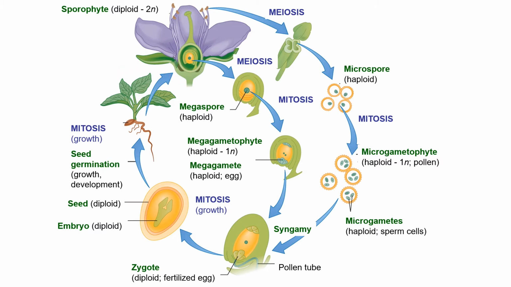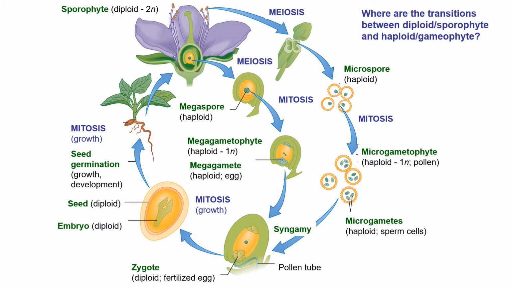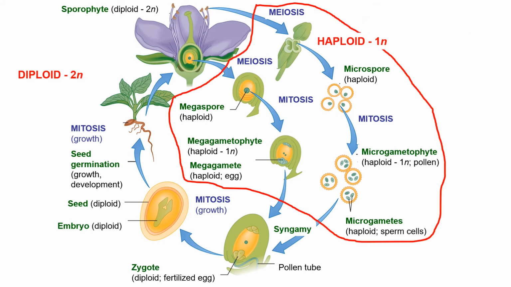Let's emphasize where the distinction is between the diploid and the haploid state in this flowering plant. It's very obvious in the moss. It's a little harder to see in the flowering plant. Where are the transitions between the diploid sporophyte and the haploid gametophyte? So think for a minute, kind of draw it on your screen if you can. Okay, here's the division.